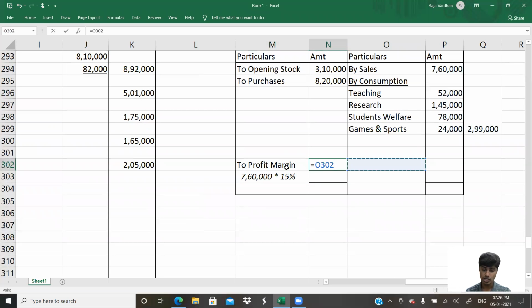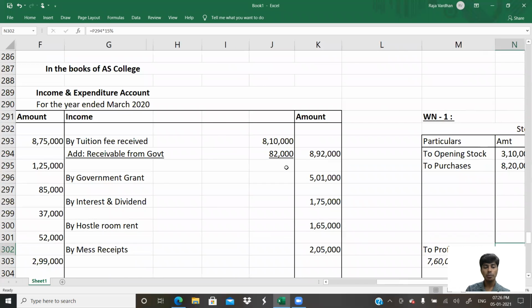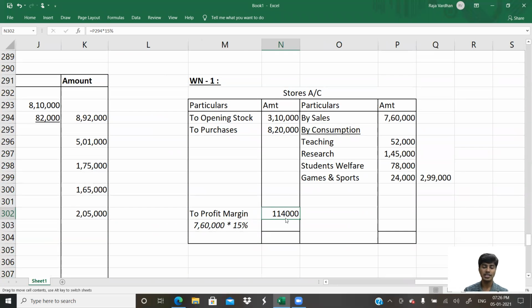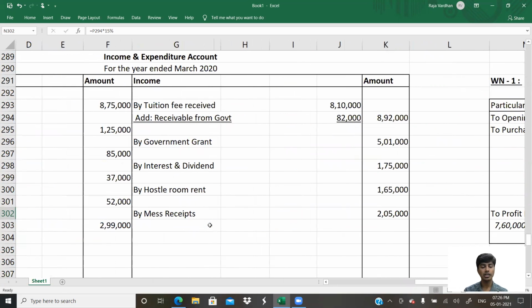Let's do this. It is equal to 7,60,000 multiplied by 15%, which is 1,14,000. This is income. This is like gross profit. This should get posted to our P&L account, that is, income and expenditure. Or the other way, this is an adjustment item. Once it has appeared here, it should appear here a second time.